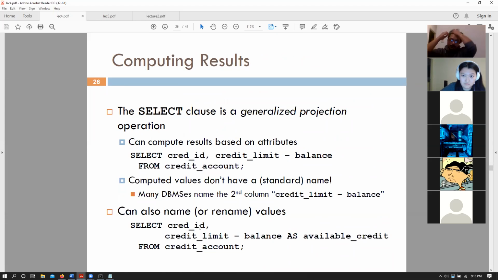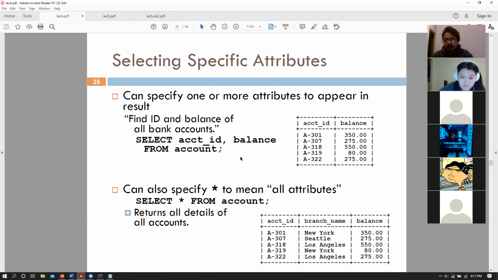Remember that select was a generalized projection operation, right? That means that our select operation can also perform certain arithmetic operations on our values. So if you want to do credit minus balance to get the remaining balance for a person, we can say select credit ID, comma, credit limit minus balance from some credit account database, right? That would get us the limit and we can perform these subtractions. One thing to note is that when we said select account ID, comma, balance, note what the table attribute names were, account ID and balance, right? Those were your original attribute names.